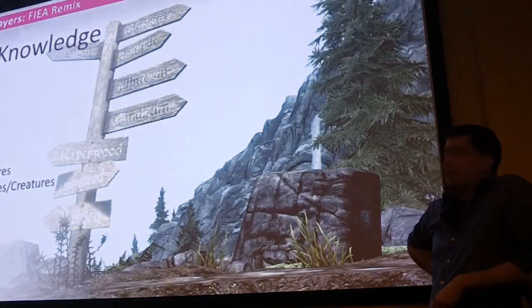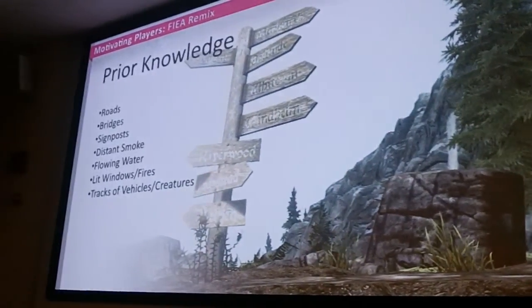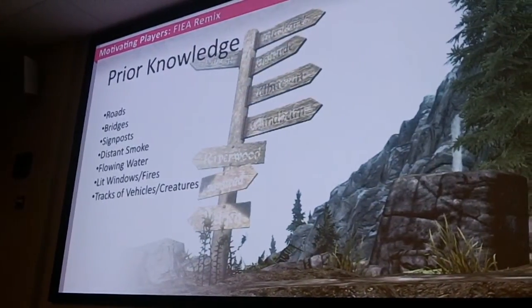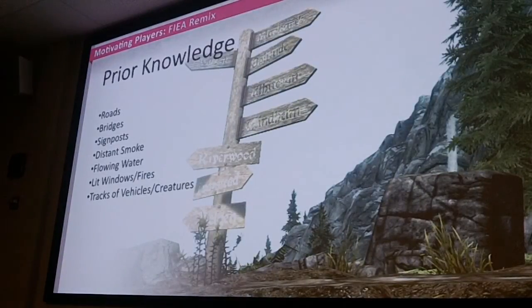It ties into the use of prior knowledge. People come to your games with all kinds of baggage that comes from being a human. You can use that. Any roads, they go somewhere. Nine times out of 10, if you follow a road, it'll go to a place. And if players are lost and they see a road, they'll hop on it, and they can have trust that it's going to take them someplace interesting.